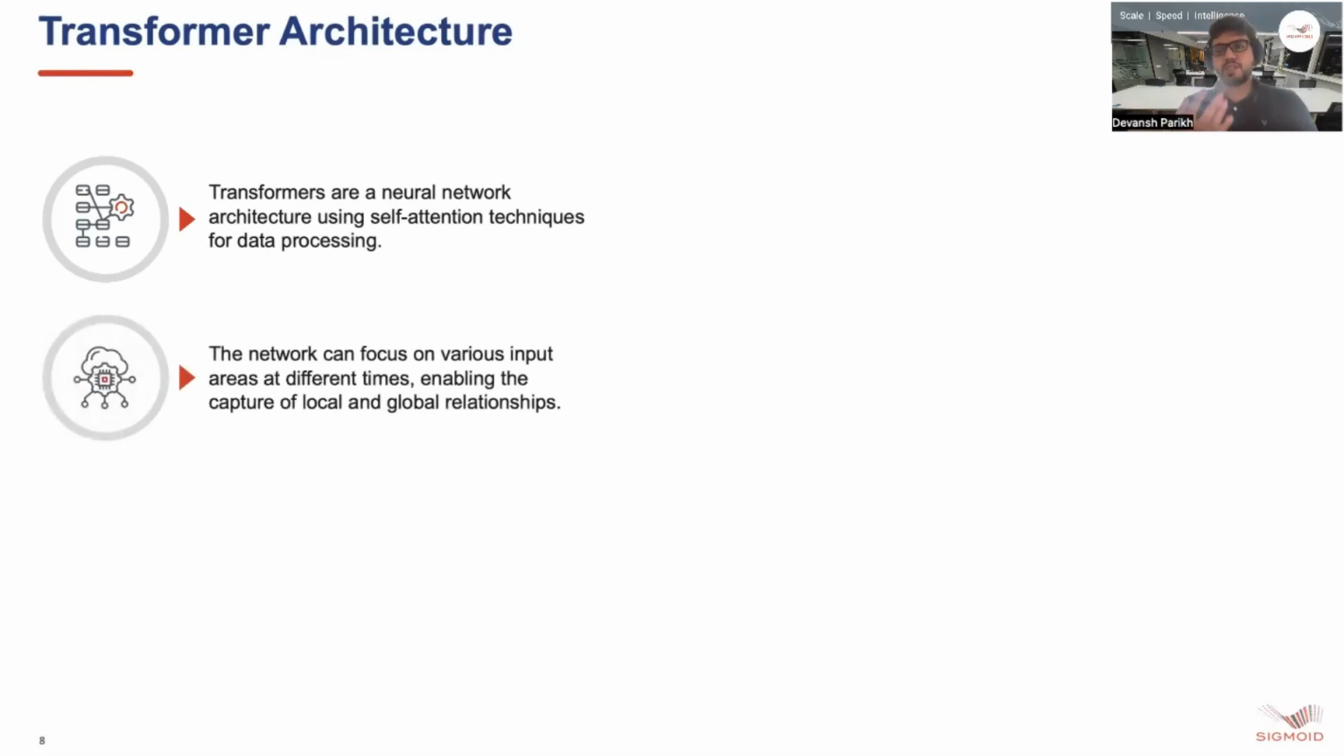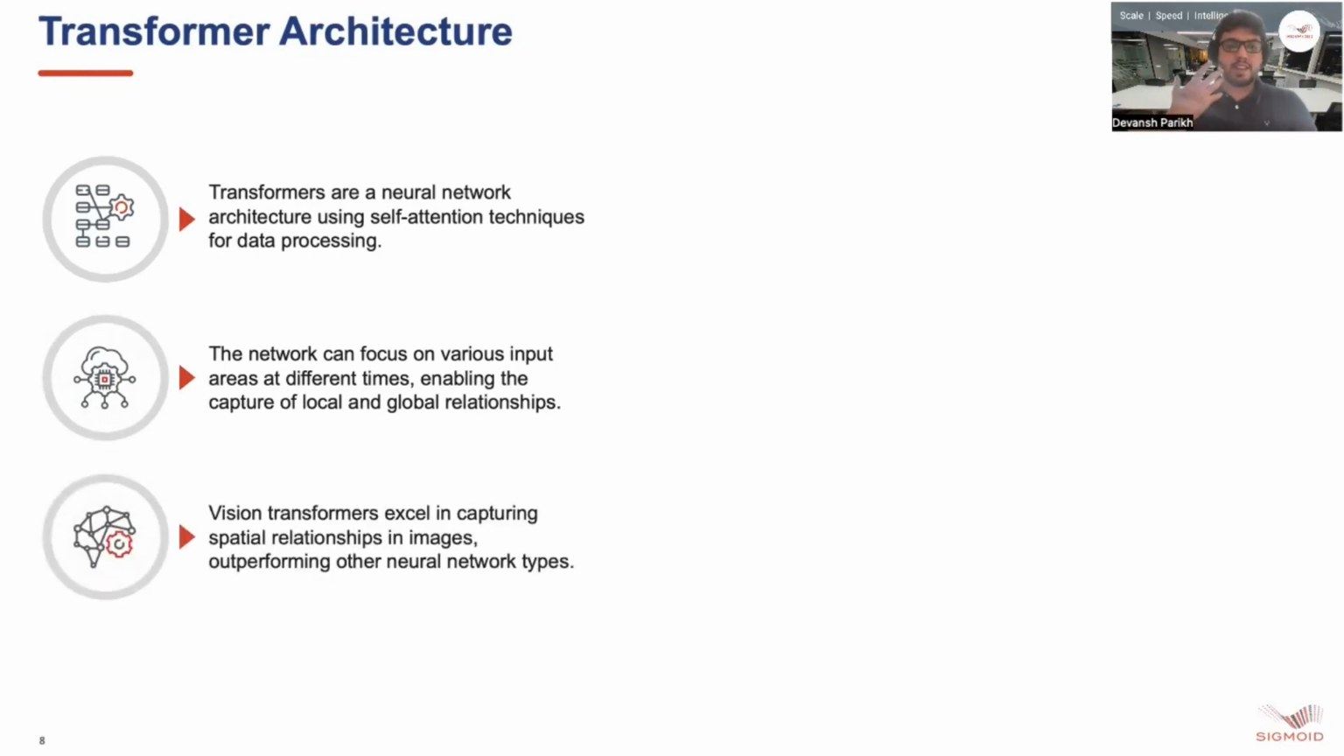The key feature of the self-attention architecture is that because it looks at various input areas at different times, it lets the transformer capture a lot of local and global relationships within the data, which makes it so good at what it does. And this same network architecture has been brought into vision transformers, which makes them so good at capturing spatial relationships in images and otherwise outperforming traditional CNN-based architectures.